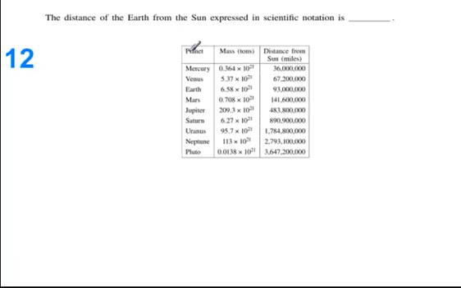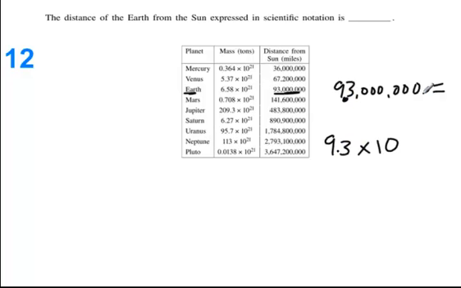Number 12, the distance of the Earth from the Sun expressed in scientific notation. Well, here's Earth, here's our distance. So we have 93 million miles. And I need to change that into scientific notation. I'm going to put the decimal there, so it's going to be 9.3 times 10. Well, this is where my decimal was, so how many places would that be? 7.